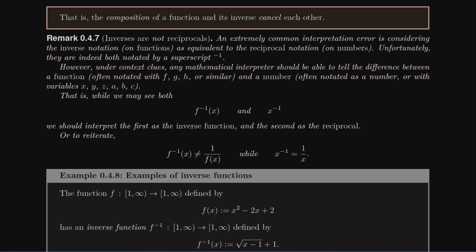So if I say f of x equals cosine x, I don't want to see somebody say f inverse of x is 1 divided by cosine x. This is not true. And it does happen every semester, multiple times.